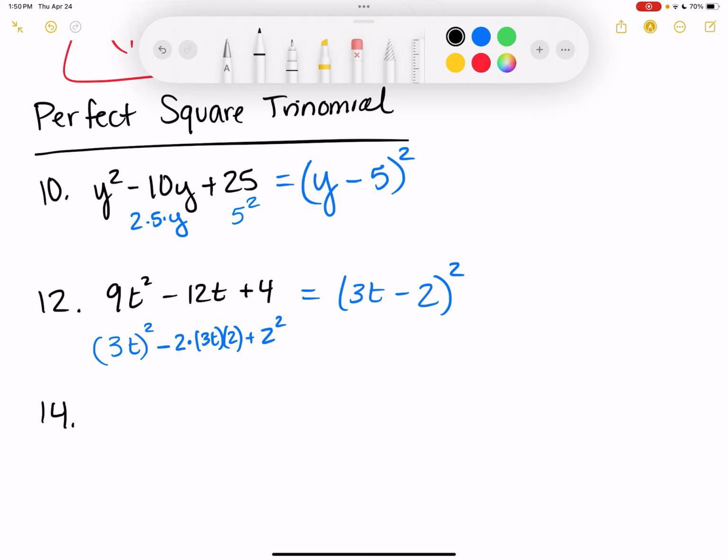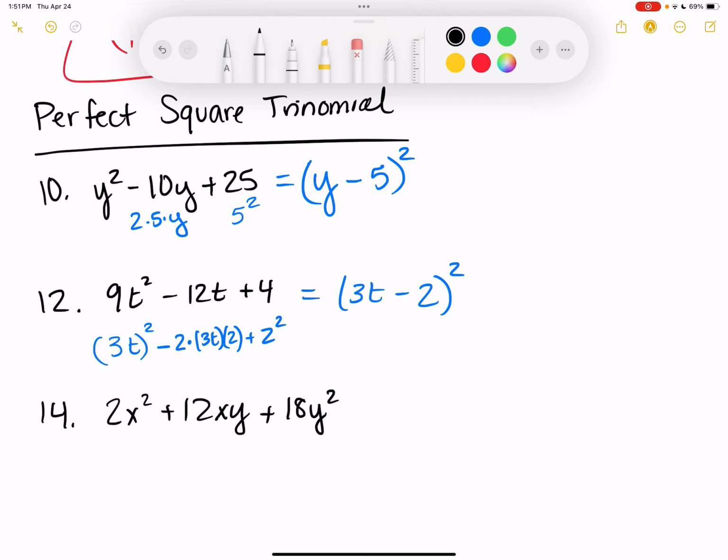2x squared plus 12xy plus 18y squared. Is this a perfect square trinomial? No. Why? There's no minus. It doesn't have to be minus. It's because of the y and the x. Is 2 a perfect square? What squared equals 2? Oh, okay. No, it's not. So that's right. That's the problem right now.